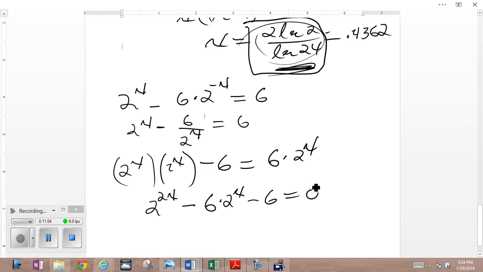Looks quadratic to me. Do a little substitution. u equals 2 to the x. So therefore, this should be tagged as u squared, minus 6u minus 6 equals 0. And they got to stick me with a quadratic, don't they? Well, because I don't see that this is going to factor. Ugly problem.